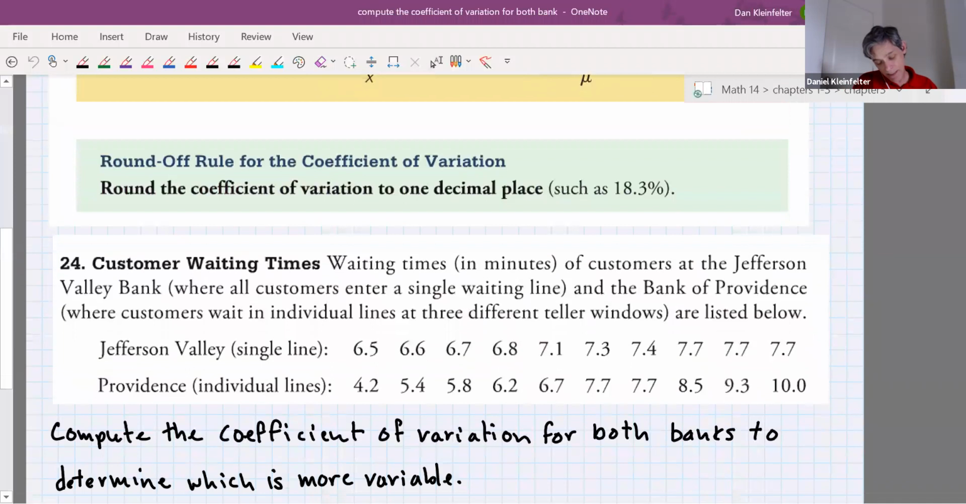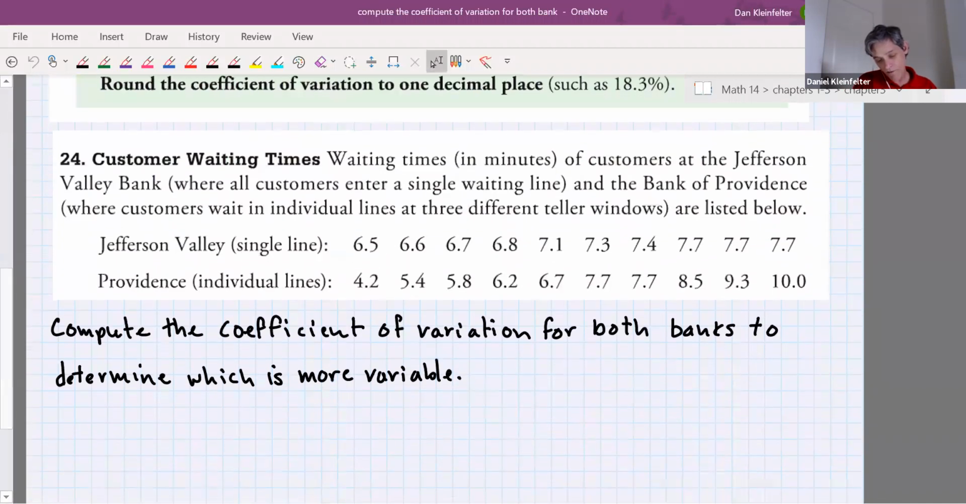All right, so I want to see some examples. For the first one, we're going to go back to this two banks problem that we had before. We saw that their measures of center were all the same, and then we calculated their standard deviations. So we're going to calculate the coefficient of variation for both banks and use that to determine which is more variable. So let me put all of this into StatCrunch, and then we'll get the standard deviations, and then we'll go from there with the coefficients of variation.